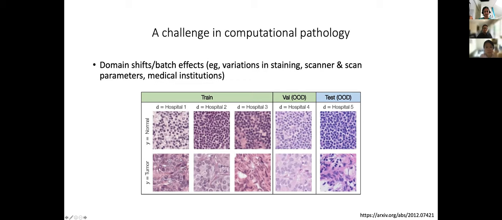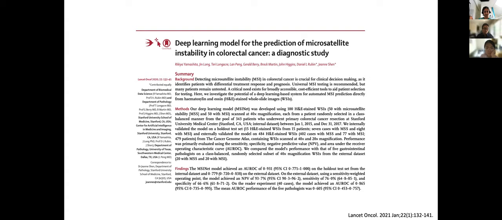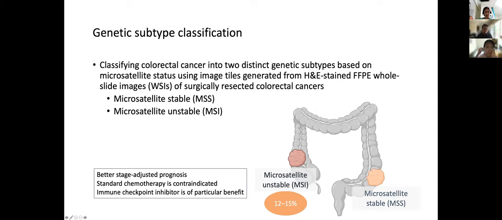Earlier this year, we published a paper in Lancet Oncology in the field of computational pathology. What we did was we tried to classify colorectal cancers into 2 different genetic subtypes using deep learning. There are 2 distinct types of colorectal cancers. One is called MSI, the other is called MSS.